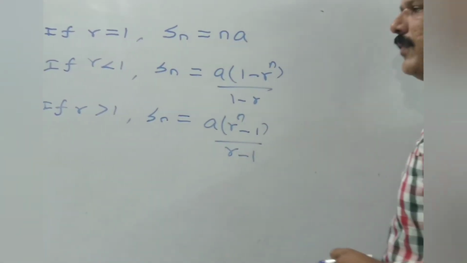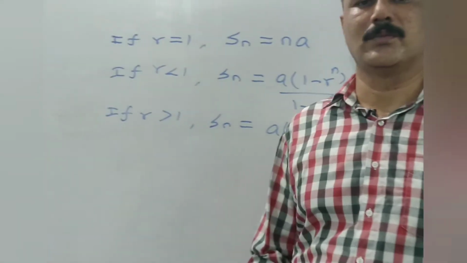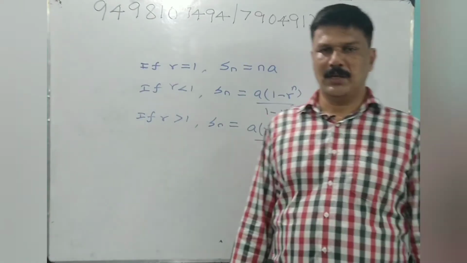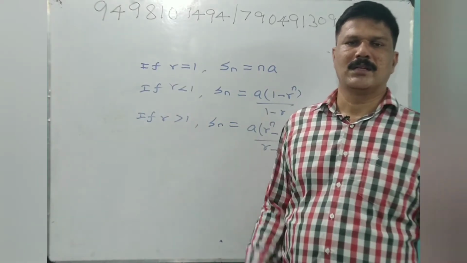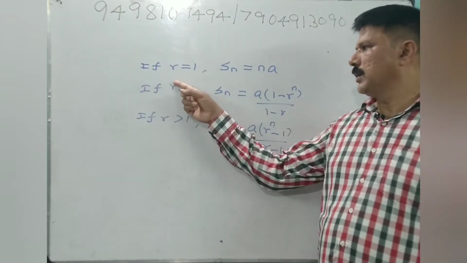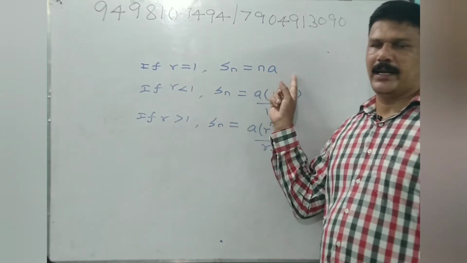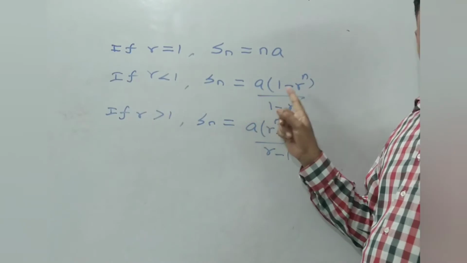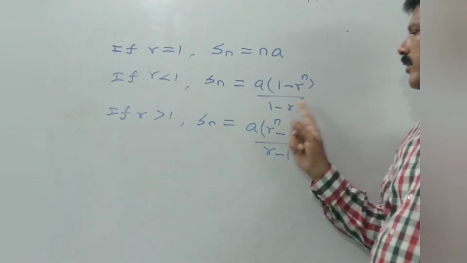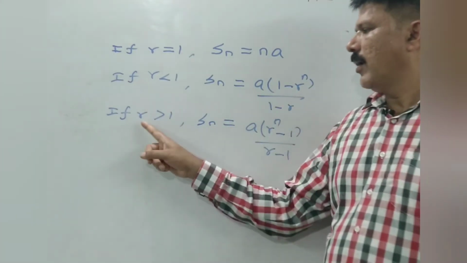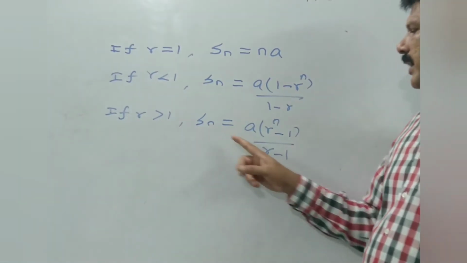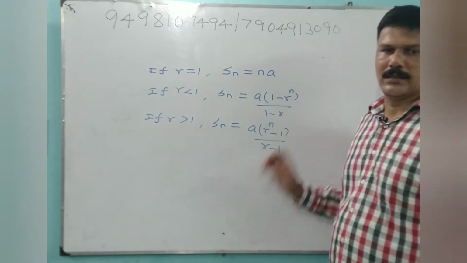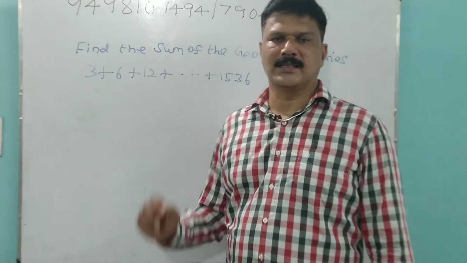These are the three formulas to find the sum of n terms of a GP. The first formula: if r equal to 1, Sn equal to na. If r less than 1, Sn equal to a into 1 minus r power n divided by 1 minus r. If r is greater than 1, then Sn equal to a into r power n minus 1 by r minus 1. Now let us see the sum.